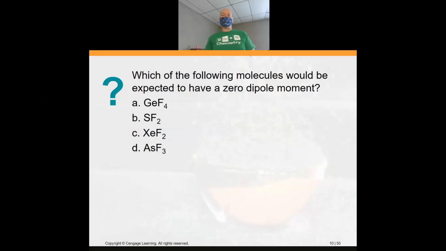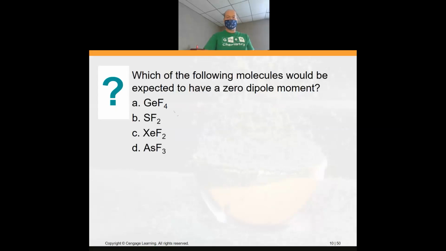All right, so which of the following molecules would be expected to have a zero dipole moment? So again, we're going to answer all of the questions that we have for this. We look at the periodic table. Ge is under carbon, so it has four valence electrons. Your fluorine has 7 times 4, that's 28, plus 4 is 32. So we have 32 valence electrons for GeF4. Our central atom is Ge, bonded to 4 Fs. We subtract 8, we get 24, and 24 is the perfect number to give all of the fluorines an octet.